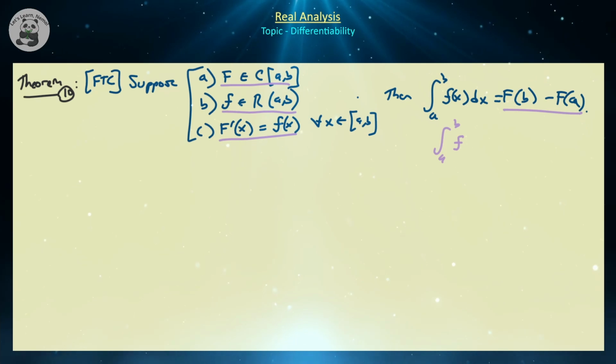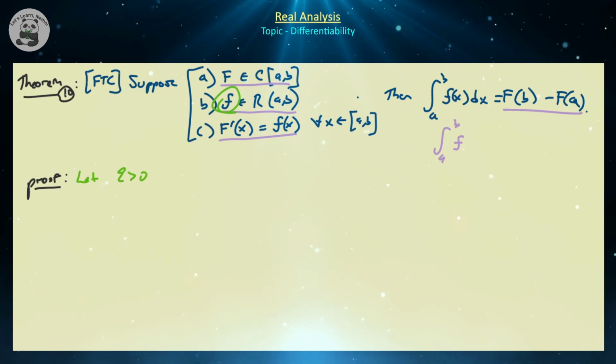Okay, so that's actually very, very interesting. Since this theorem is so important, let's provide a formal proof for this. So we're going to assume that capital F is continuous, little f is Riemann integrable, and capital F prime equals little f. So let's start off with the Riemann integrability of little f. Let's assume that epsilon is greater than 0.